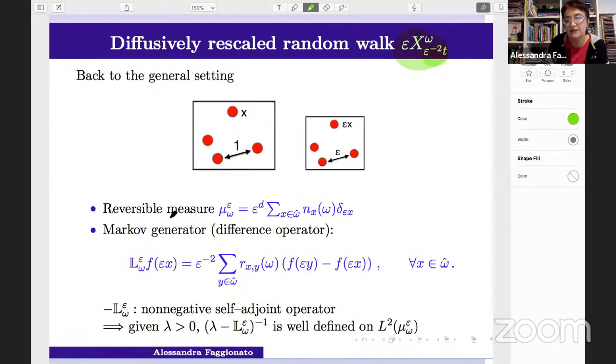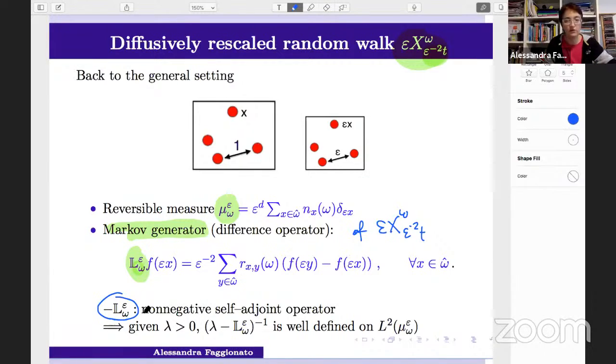I recall that I introduced the rescaled reversible measure. It is convenient to give a name, L epsilon omega, to the Markov generator of the diffusively rescaled random walk, which is a difference operator. And trivially, if I take minus the Markov generator, this is a non-negative self-adjoint operator in L2 of the rescaled reversible measure.